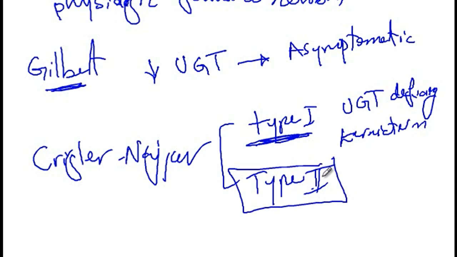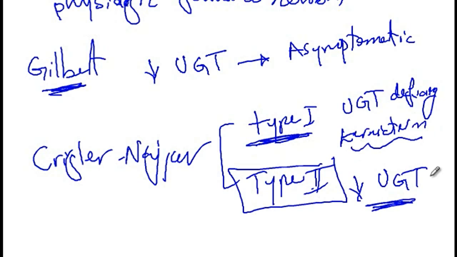Versus type 2, which is similar to Gilbert, is associated with decreased activity of the UGT, and thus it's less severe than type 1 and is less likely to develop kernicterus. However, since the level of the enzyme with type 2 Crigler-Najjar is less than Gilbert, this form of the hyperbilirubinemia is more severe than Gilbert.